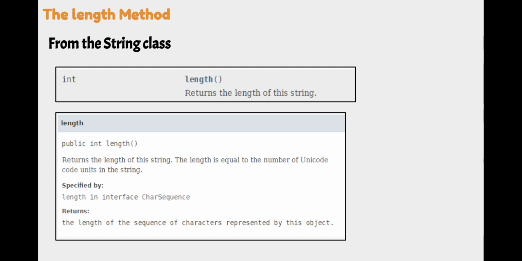It looks like it has a return type of int, so it is a non-void method. Its name is length, and it does not have any parameters in the parentheses, so it is a non-void method with no parameters. It tells us that it's going to return the length of the string that calls this method.